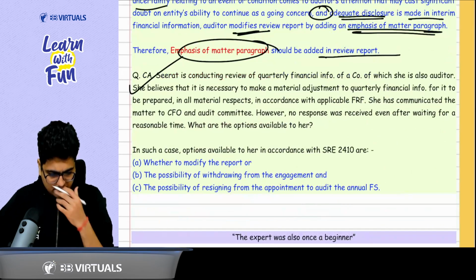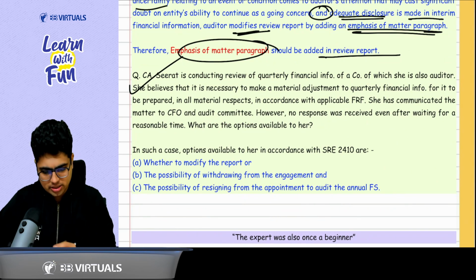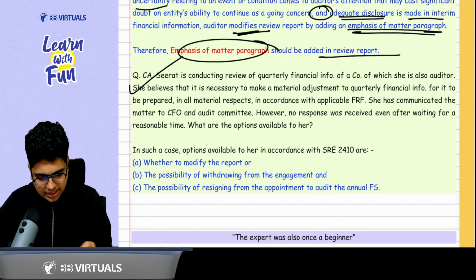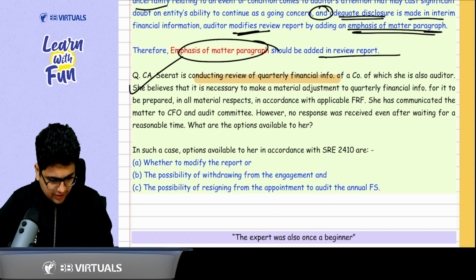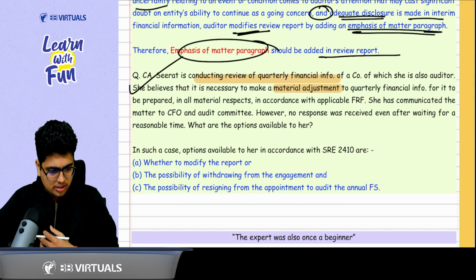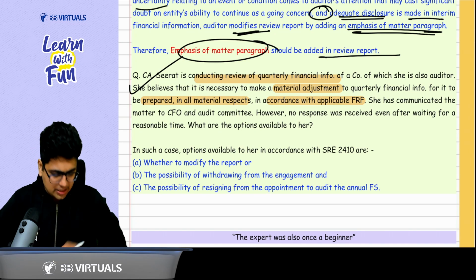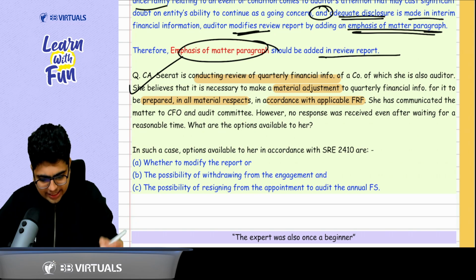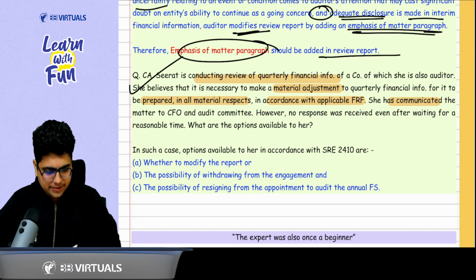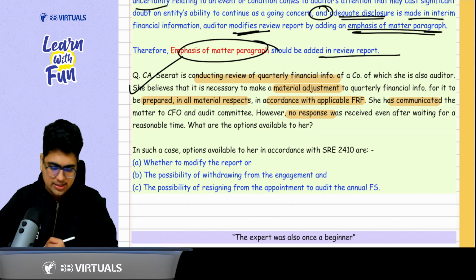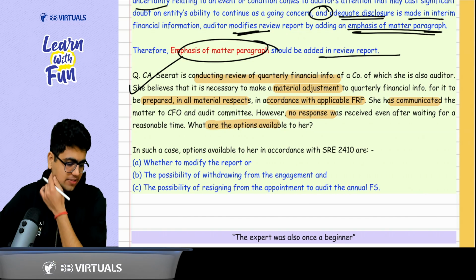Now comes question number 2. It says: while doing the review of quarterly financial information, you feel there is a material adjustment required for it to be prepared in all material respects as per the applicable FRF. This material adjustment is communicated. However, no response is received. What are the options available?